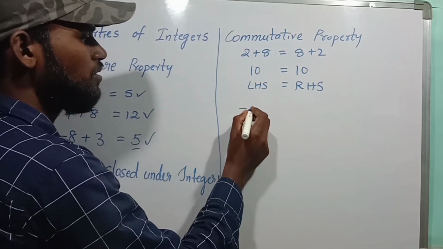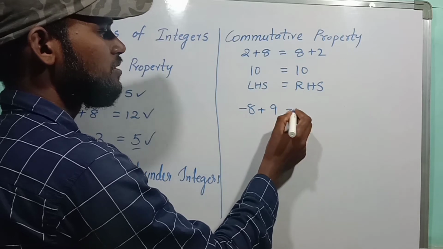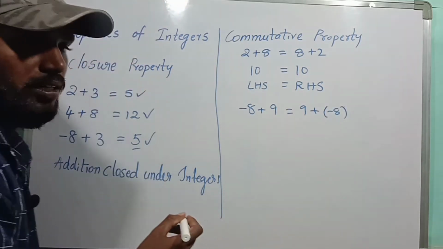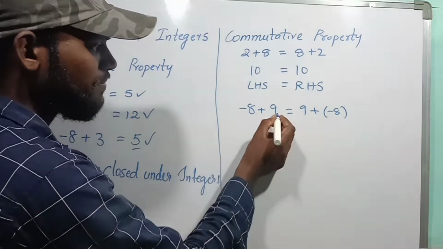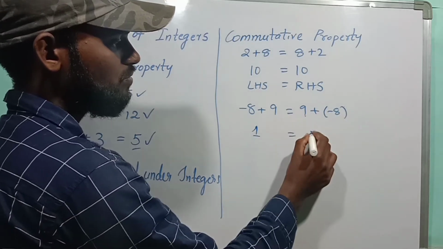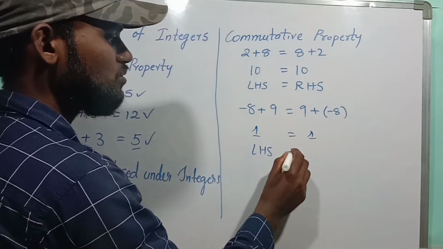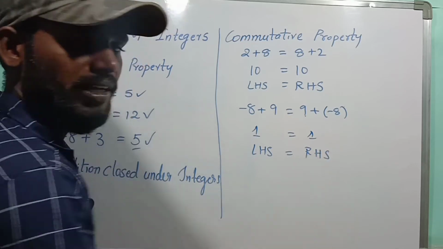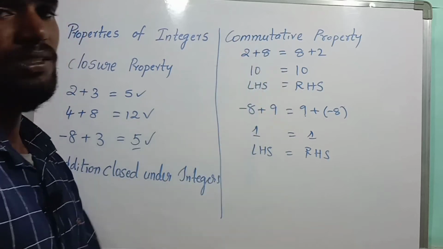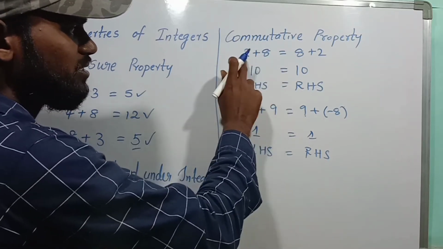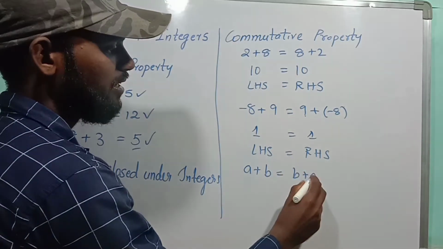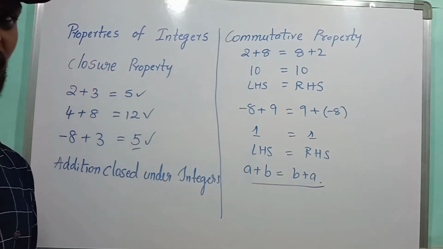So take one more example. Minus 8 plus 9 is equal to 9 plus minus 8. Now see here, minus 8 plus 9, how much? 1. 9 minus 8 is equal to 1. So LHS is equal to RHS. Everyone clear? You can take any two integers a, b, and if a plus b is equal to b plus a, then the commutative property is satisfied.